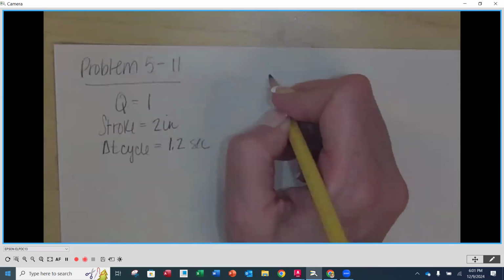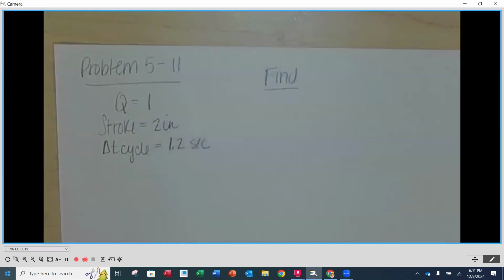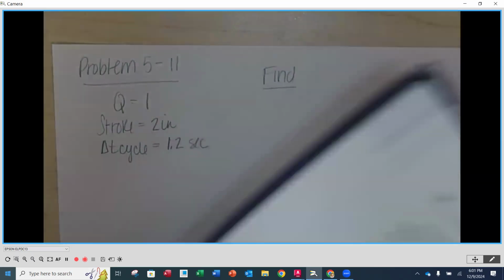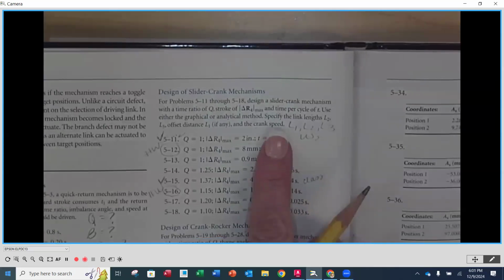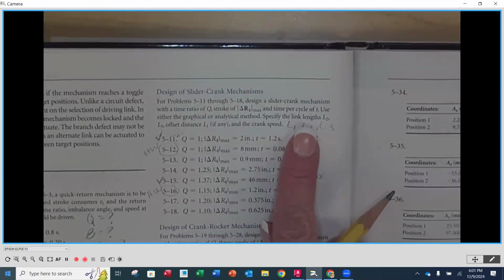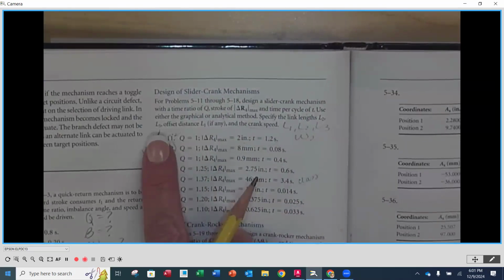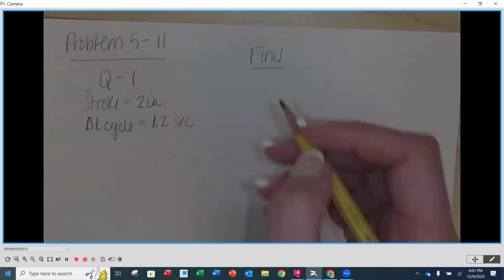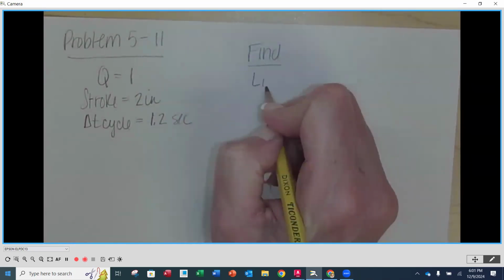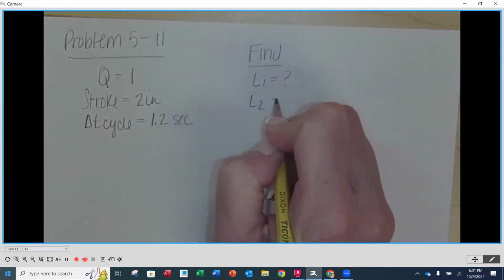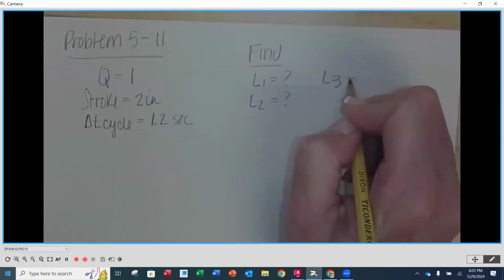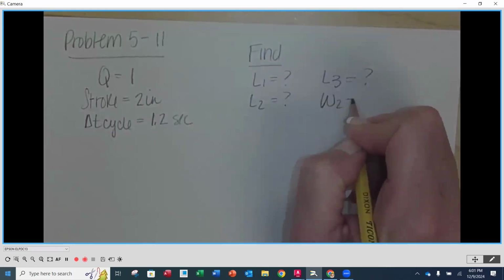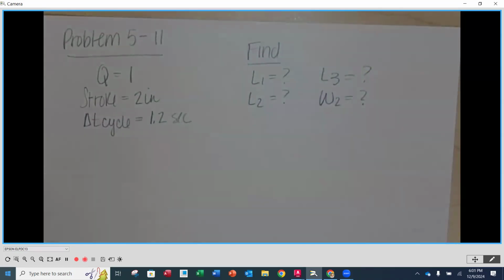Okay. What we need to find here, for each one of these problems, it says we need to specify the link lengths L2, L3, and offset distance L1, and the crank speed, okay? So essentially, we want to find L1, L2, L3, and W2. And it's W of the crank, which is link number 2.